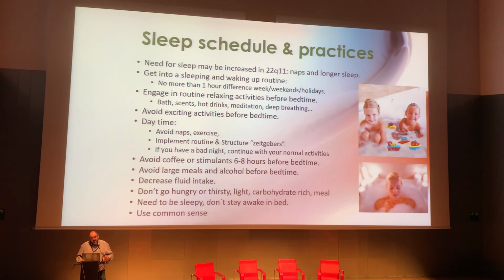If you have a bad night, the following day continue with your normal activities. Don't go to bed and sleep, because then you'll have the following night also disturbed. Avoid coffee and stimulants at least 6 to 8 hours before you go to bed. Avoid large meals and alcohol before going to bed. Decrease the fluid intake so that it will decrease the need for you to go to the loo and reduce wake-ups. The older you are, the more important it is, I'm realizing. Don't go hungry or thirsty. Having a light carbohydrate-rich meal is good, and it helps you to settle down.